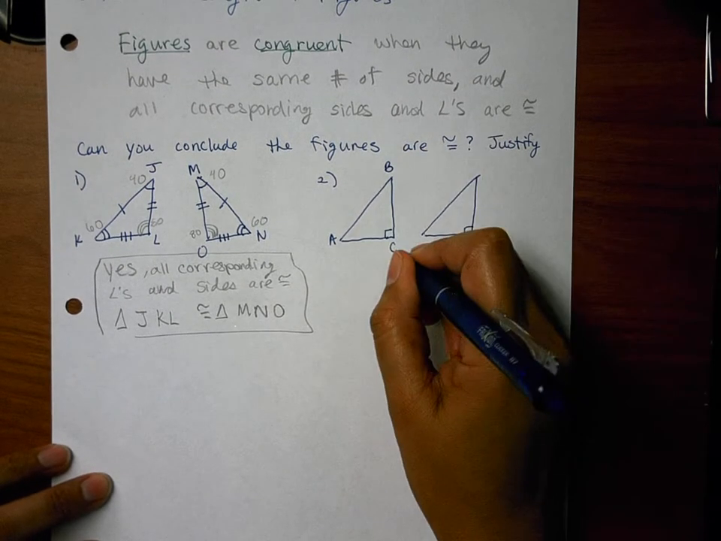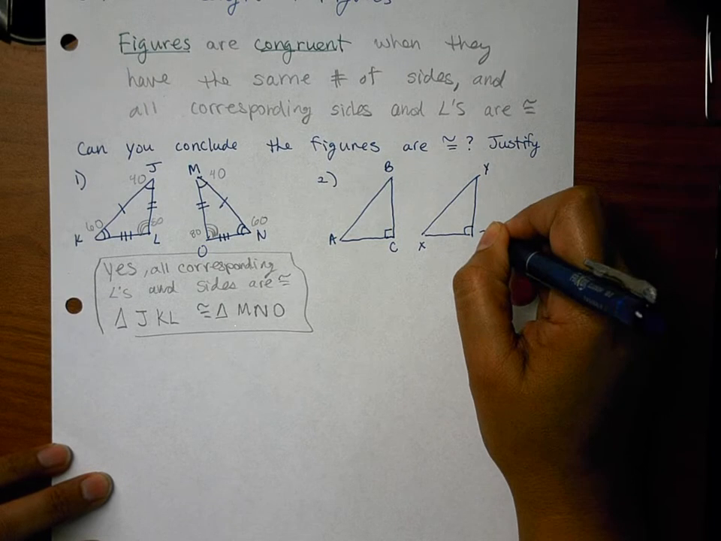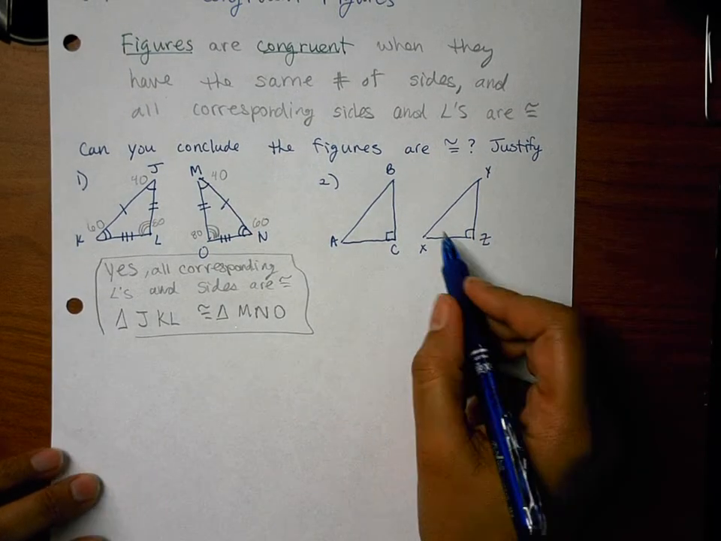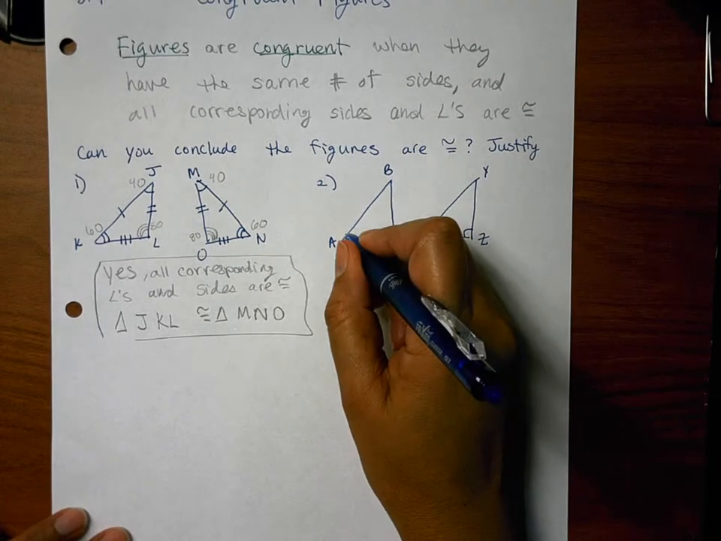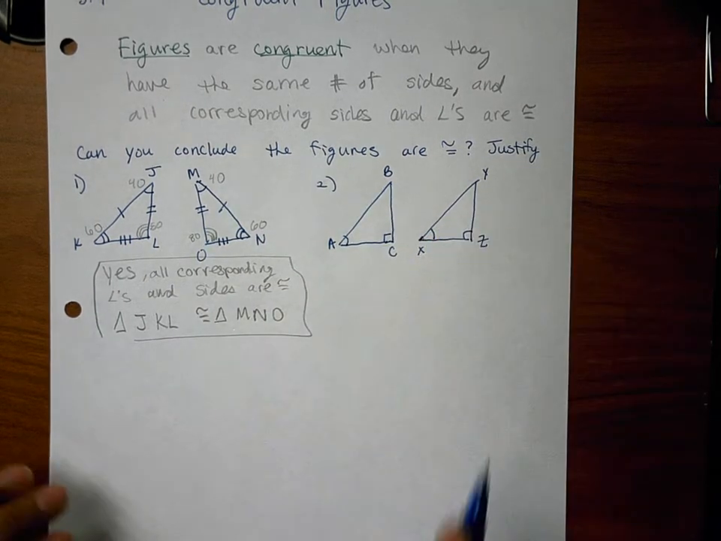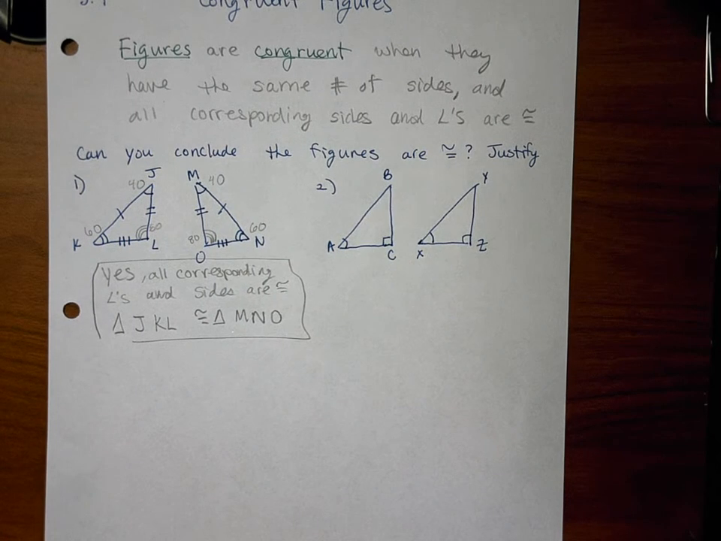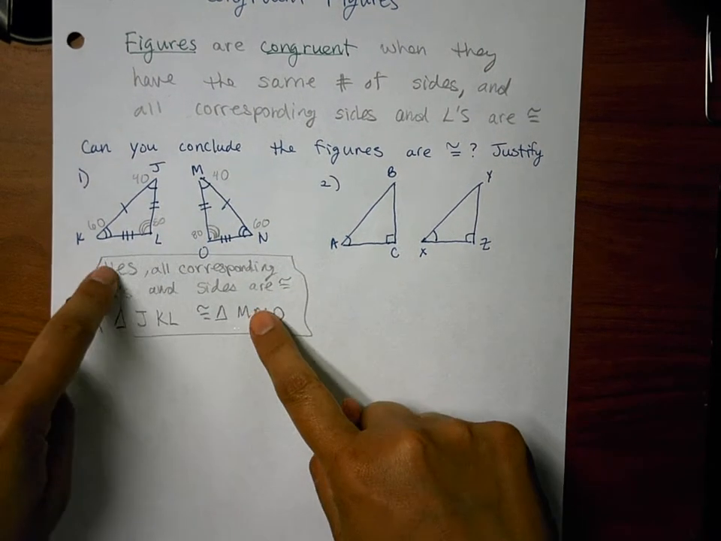Okay, I'm going to call this first one ABC. This next one X, Y, Z. And I already gave you that those two angle markings are congruent. They're both 90. I'm also going to give you that angle A is congruent to angle X. Okay, those are the markings I'm giving to you.